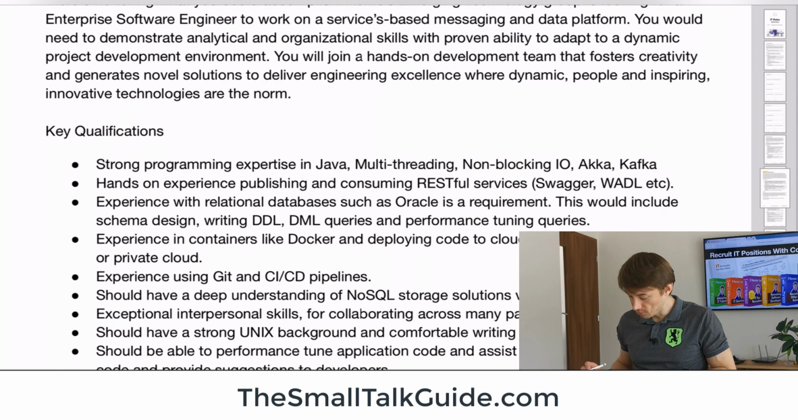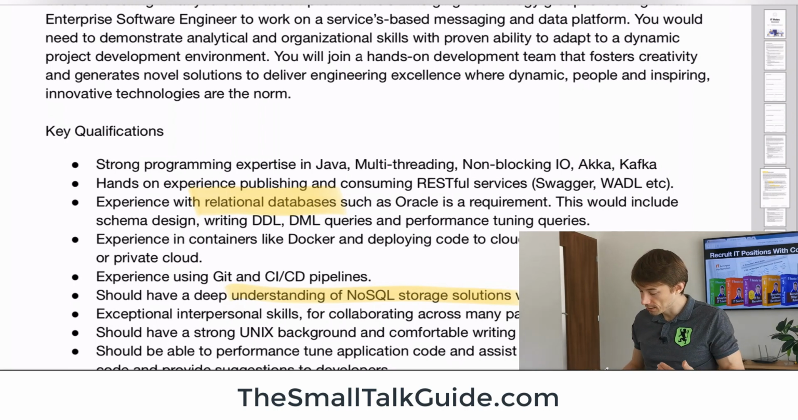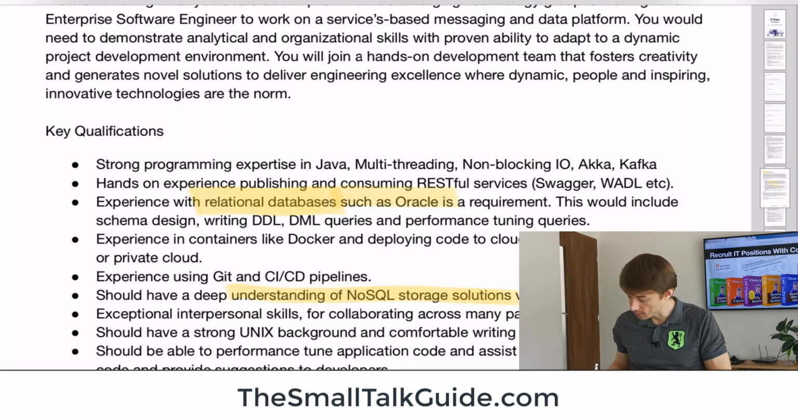The next key piece of information for me would be experience with relational databases and also understanding NoSQL storage. NoSQL is actually non-relational databases. Relational databases are such as Oracle or MySQL. What they also mention is experience with performance tuning queries, which usually happens in a database, for example, in MySQL or in Oracle. This is really important.